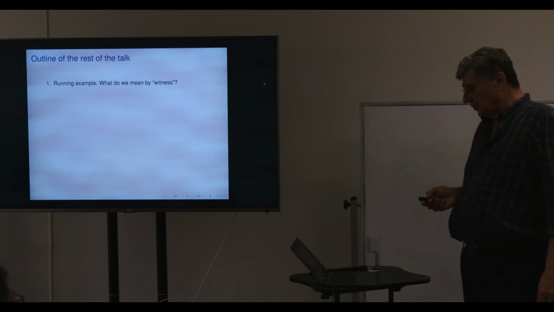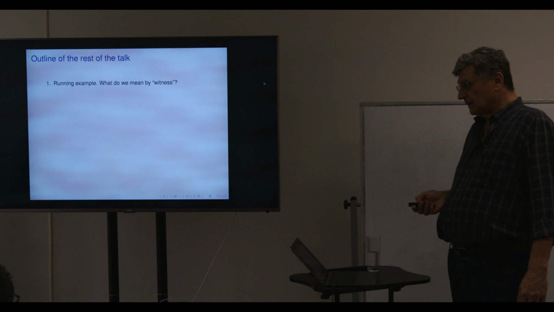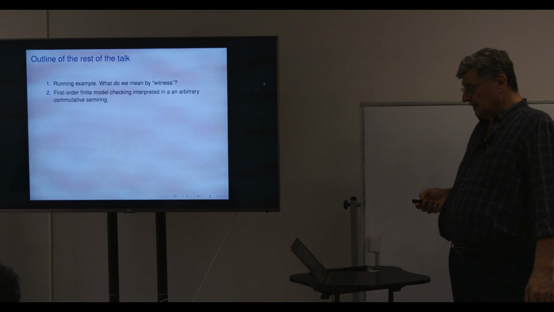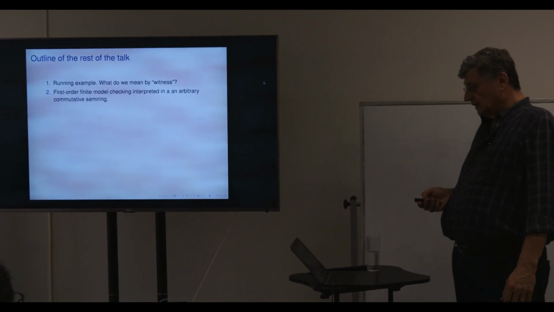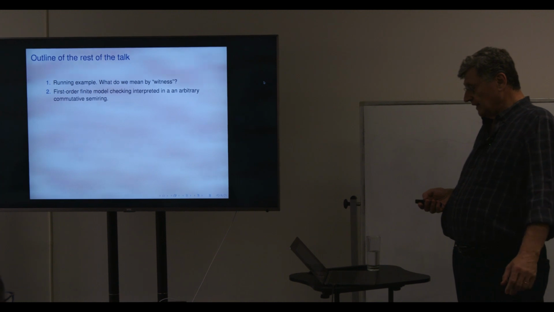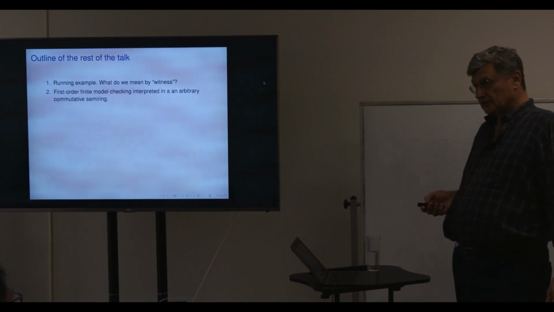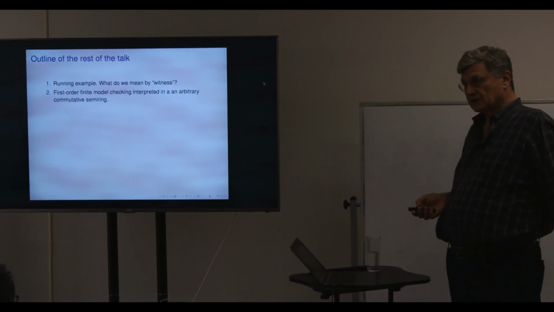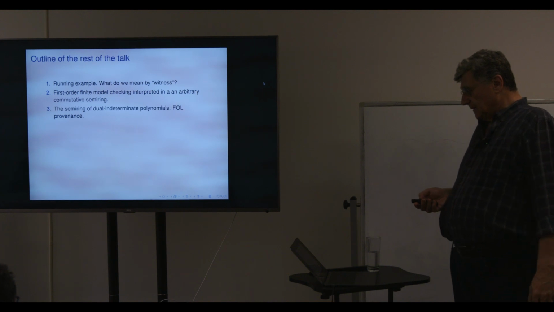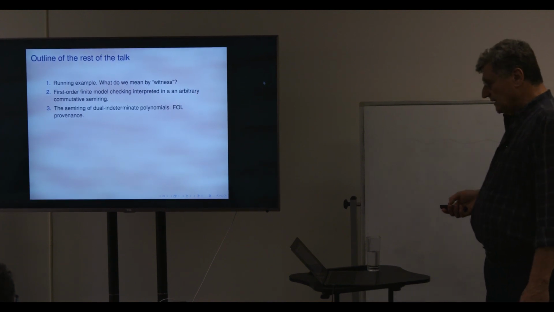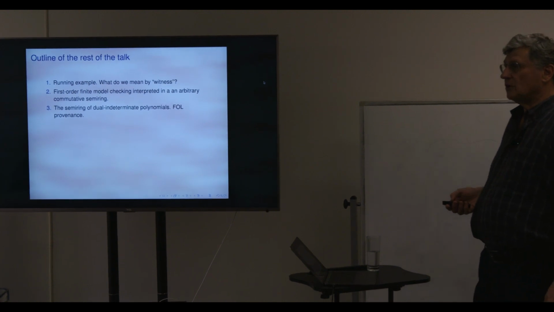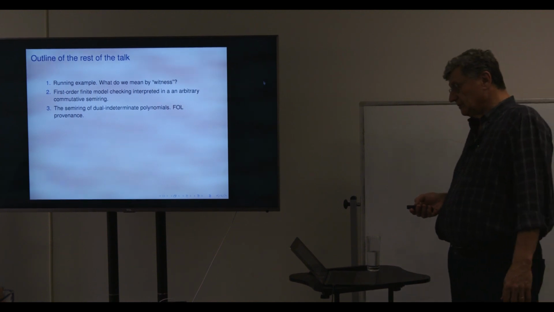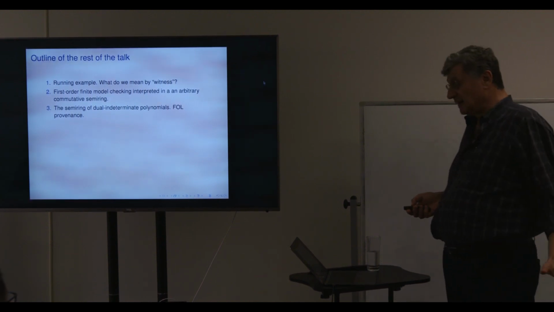So for the rest of the talk, I'm going to use an example and explain what I mean by the word witness, which I mentioned several times. Then I'm going to define what it means to have first-order finite model checking interpreted in an arbitrary commutative semiring. So this is like a semantics for logic, but not in the Booleans, but in an arbitrary commutative semiring. And then we will introduce a special semiring that plays the same role as the polynomials I just mentioned, but these are going to be called dual indeterminate polynomials, and they play well with negation.